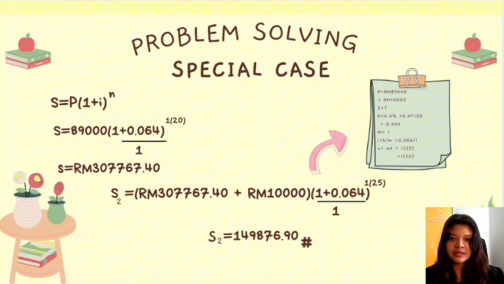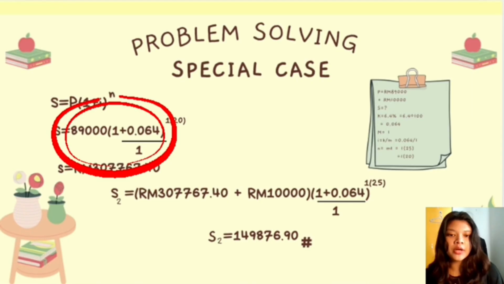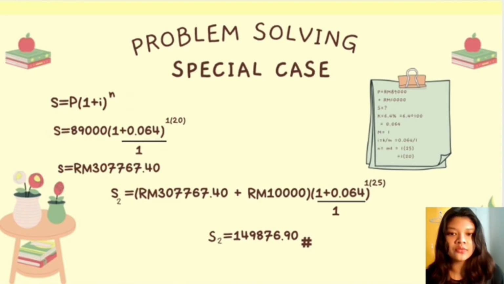Let's find S, that stands for maturity value. Based on the given formula, S equals 89,000 in bracket 1 plus 0.064 per 1 to the power of 1 in bracket 20. Why 20? Because we need to find the maturity value after 20 years of borrowing. Firstly, we need to settle what is in the bracket first, and then we can multiply the answer by 89,000 ringgit. And the answer should be 307,767 ringgit and 40 cents.